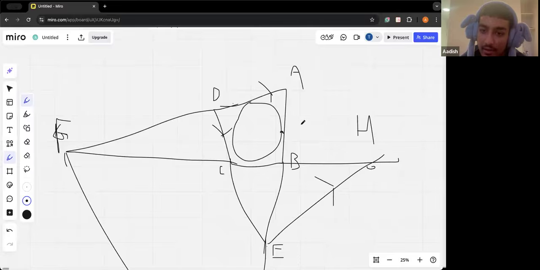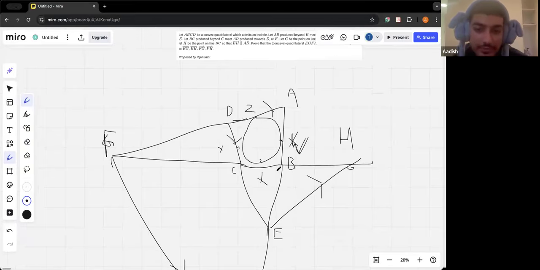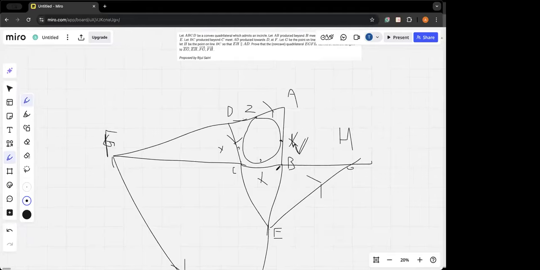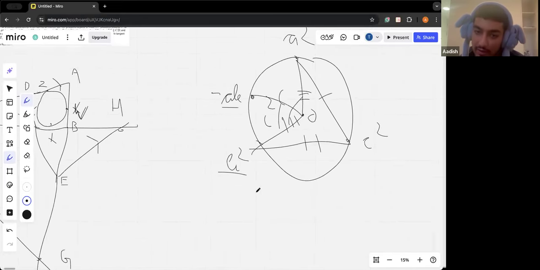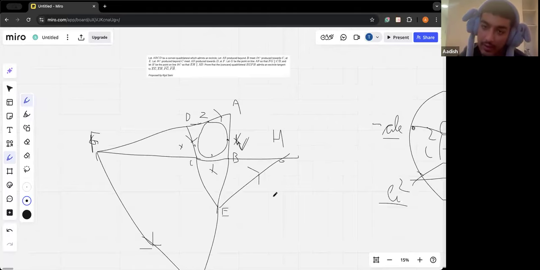So let's mark this point. This is W. This is X. Okay, these are the tangency points, even though the circle does not even touch the lines like it's supposed to. So W, X, Y, Z. Now, how will you find A, B, C, D, and E and F? Use the tangents. Yep.